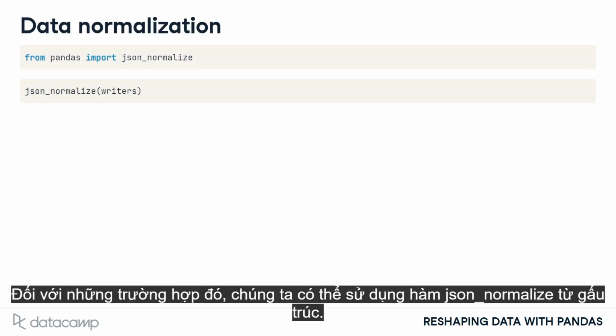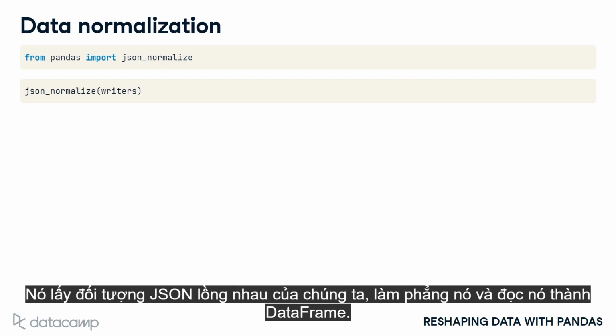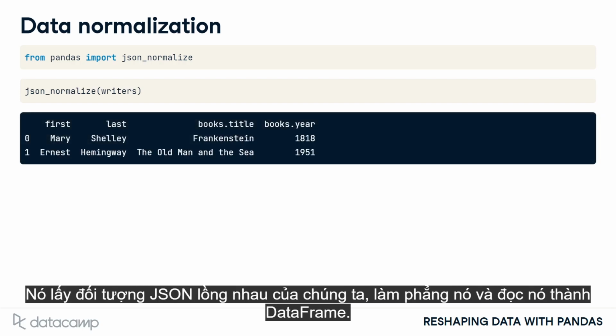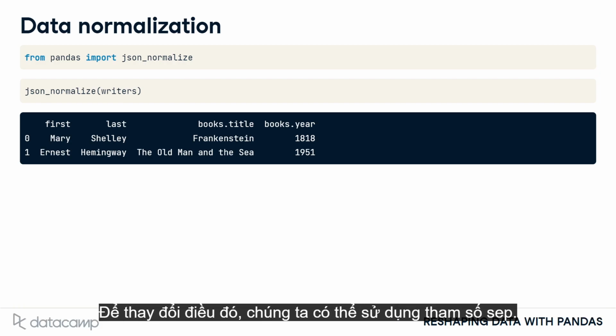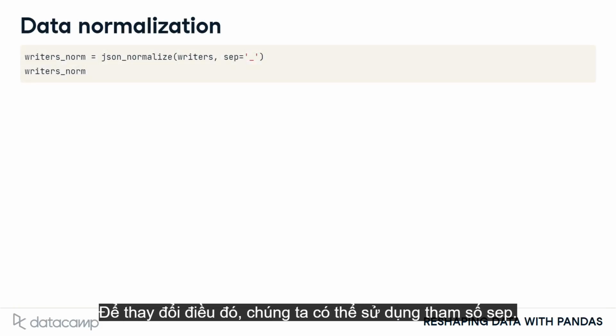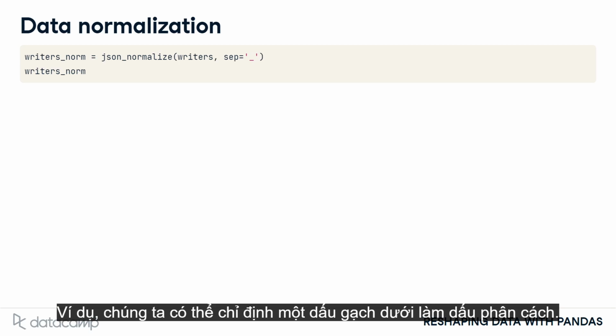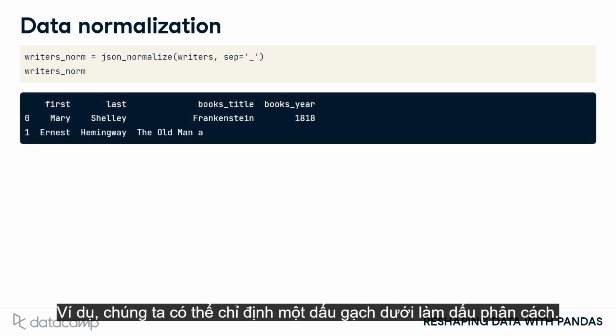For those cases, we can use the json_normalize function from pandas. It takes our nested JSON object, flattens it out, and reads it into a data frame. By default, json_normalize uses a period to indicate nested levels. To change that, we can use the sep parameter. For example, we can specify an underscore as a separator. Now, the last two column names are separated by an underscore.